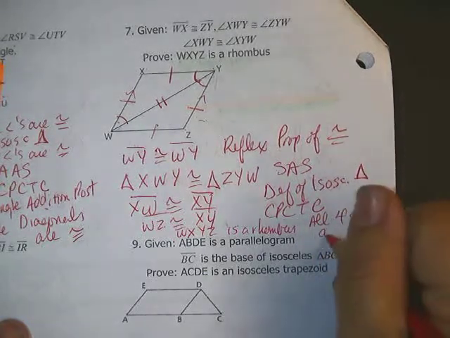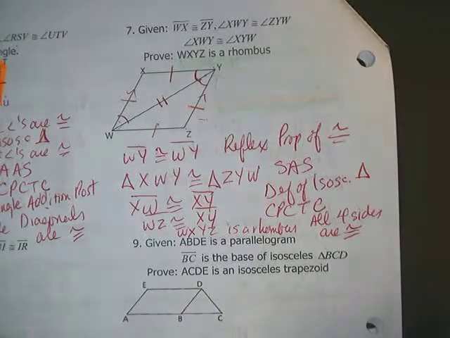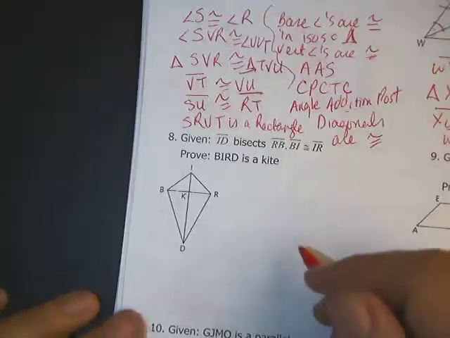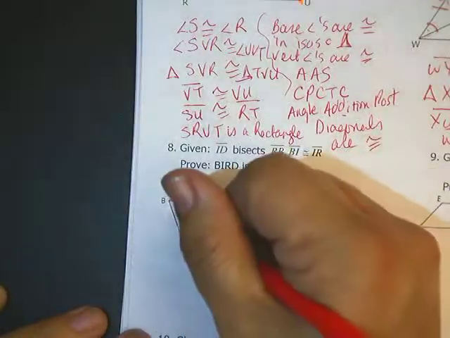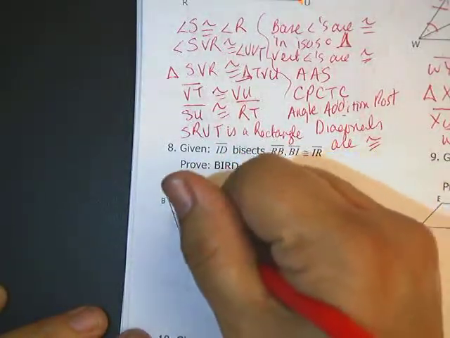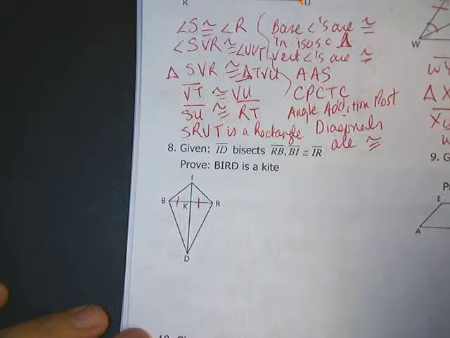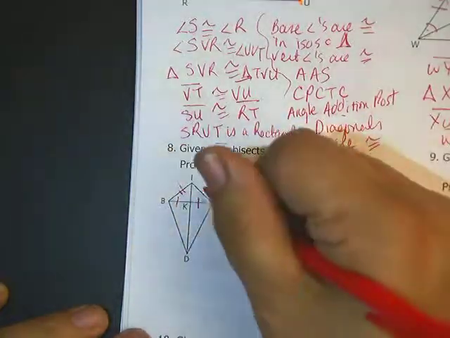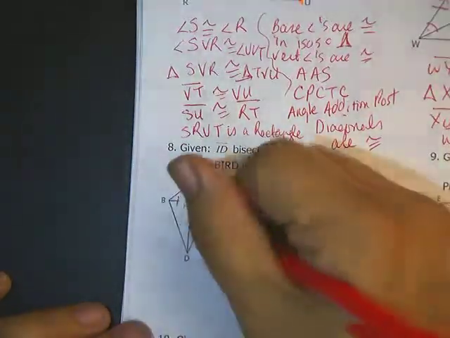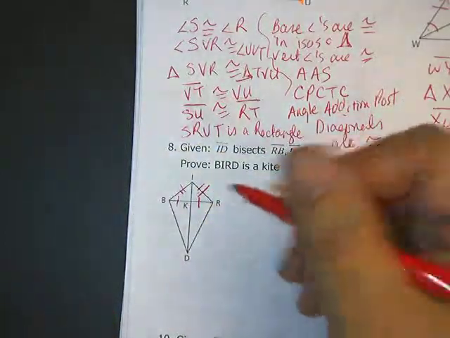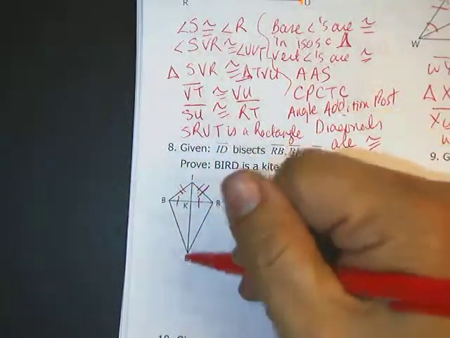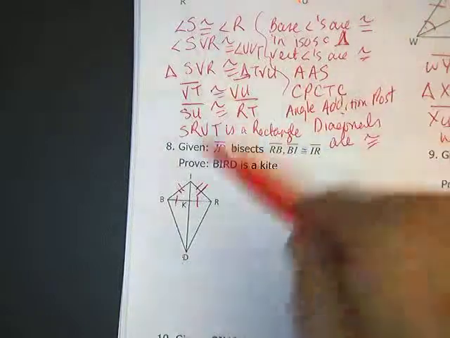WXYZ is a rhombus, and that's because all four sides are congruent. Okay, now this one on the kite, this is an interesting one. They say ID bisects RB. All right, so that means this is equal to that. And they also tell me that BI is congruent to IR.